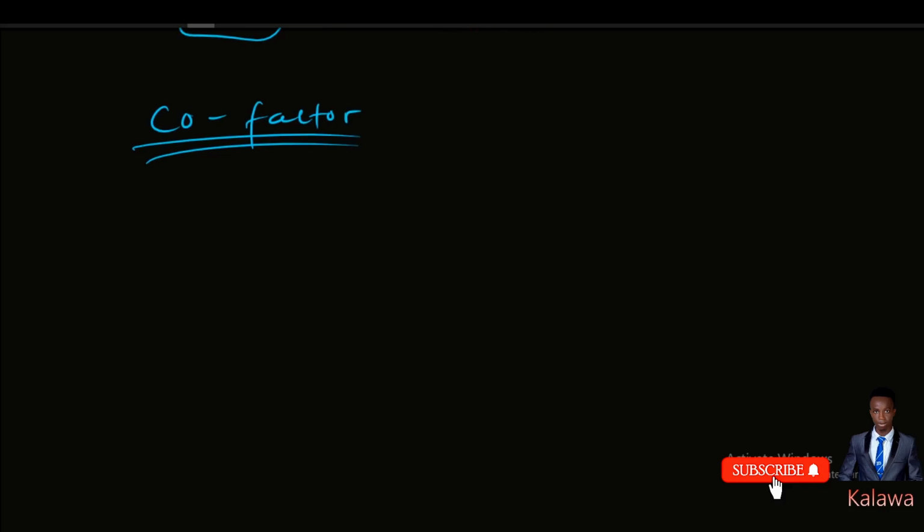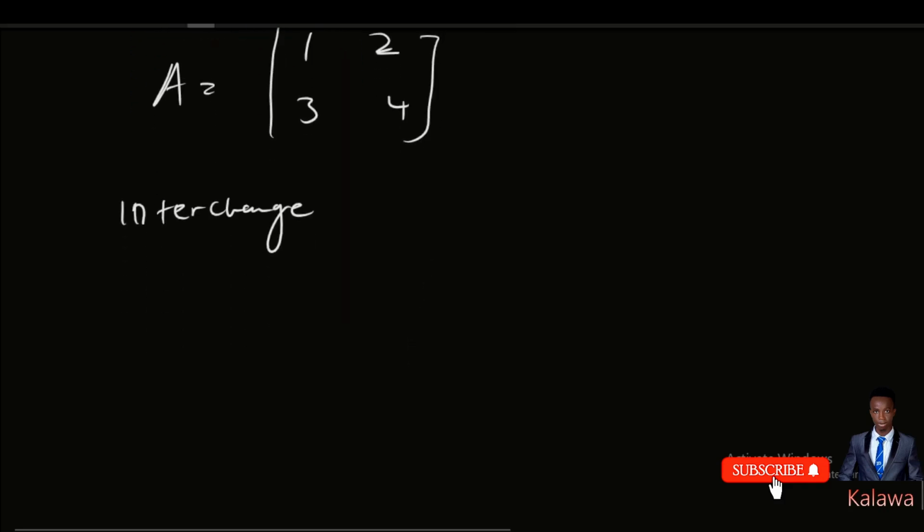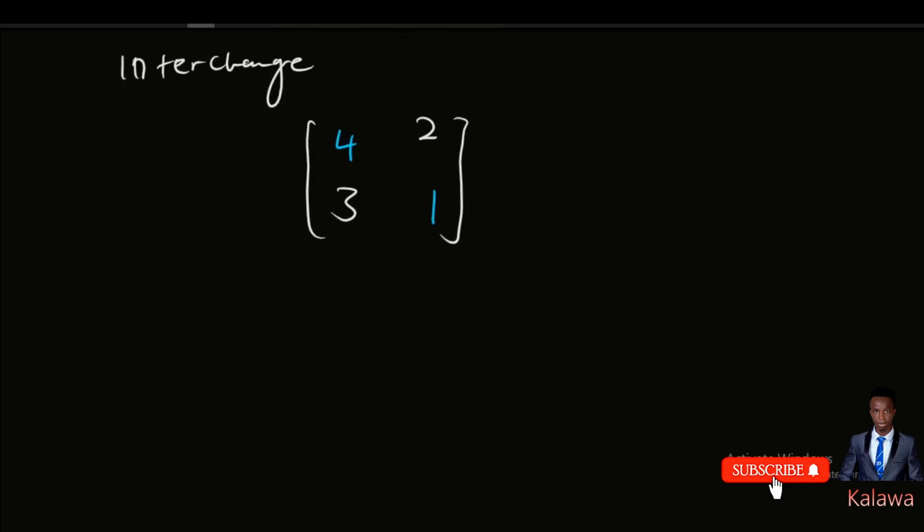The first step is we interchange the first corresponding elements. From the original question, we have A to be 1, 2, 3, and 4. So we are going to interchange 1 and 4. So this is now going to be 4, 1, and we still maintain the other corresponding elements, which are 2 and then 3. So this is the first step.